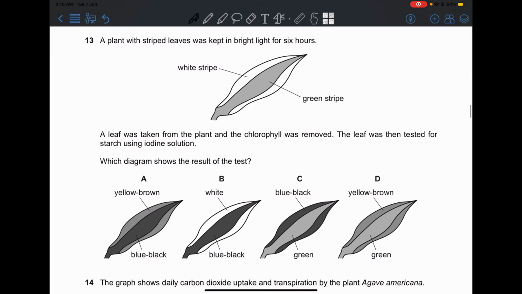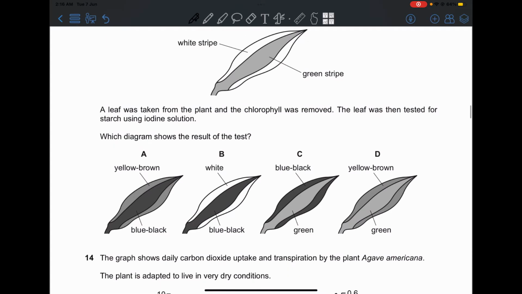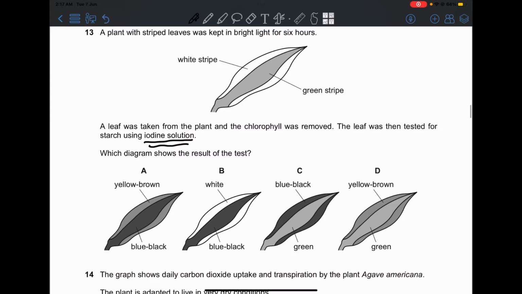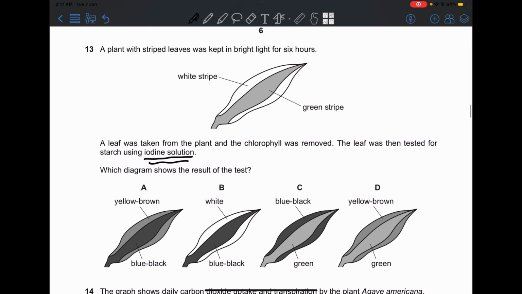13. A plant with striped leaves was kept in bright light for 6 hours. A leaf was taken from the plant and the chlorophyll was removed. The leaf was then tested for starch using iodine solution. Now, as you all know, I have explained the iodine solution in my paper 6 designing an experiment video. If you want to know more about it, please check out that video. Now, which diagram shows the result of the test?